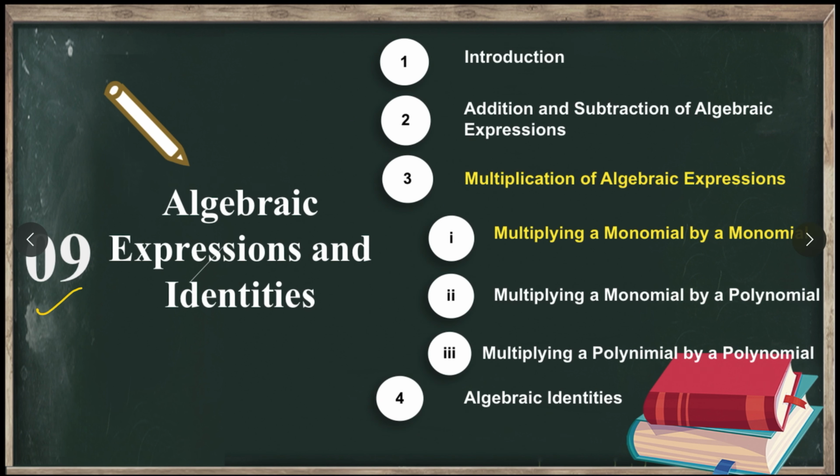Chapter 9, Algebraic Expressions and Identities, is divided into a total of 4 subtopics, which are listed here. We've already covered the first 2 subtopics, introduction and addition and subtraction of algebraic expressions, in the previous session. Here we'll be looking at the multiplication of algebraic expressions, particularly multiplying a monomial by a monomial. So let's start with today's class.